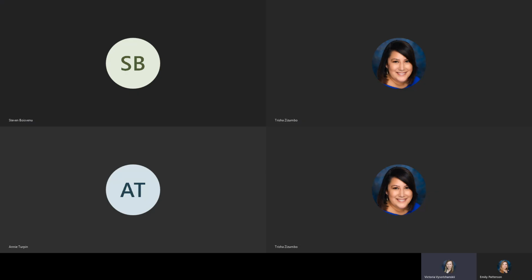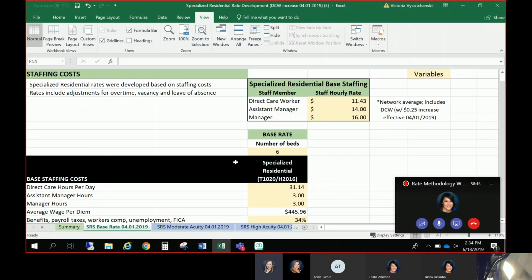And I will detail line by line how we came up with this rate development. We do this in an effort to be as transparent as possible. We have sent out several specialized residential surveys in an effort to collect network averages, so that this is an appropriate logic to come up with fair rates for all of the specialized residential providers in the network.